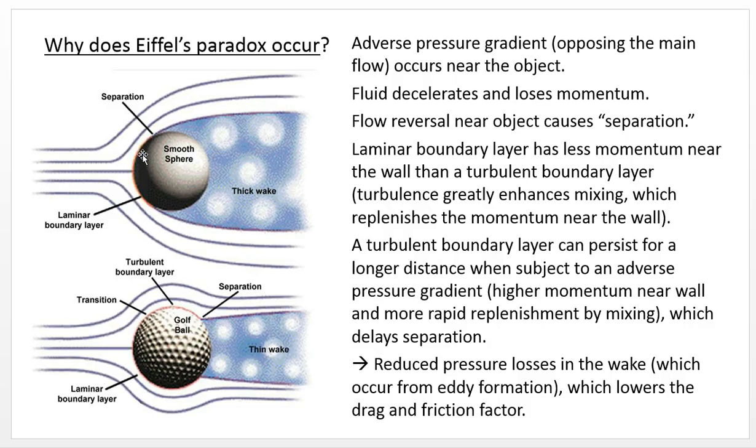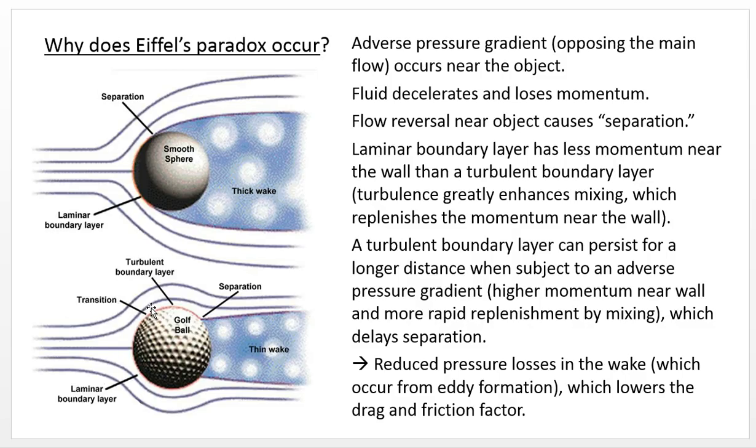So if the boundary layer corresponds to laminar flow in this thin region near the object, a laminar boundary layer has less momentum near the wall than a turbulent boundary layer does. In turbulence, there's greatly enhanced mixing due to the random motion of the flow, and so there's always a motion away from the flow, towards the object. This movement and mixing in this direction for turbulent flow replenishes the momentum near the wall. So the velocity profile in the boundary layer is much flatter for turbulent flow than it is for laminar flow, just like we saw for flow through a tube or a pipe.